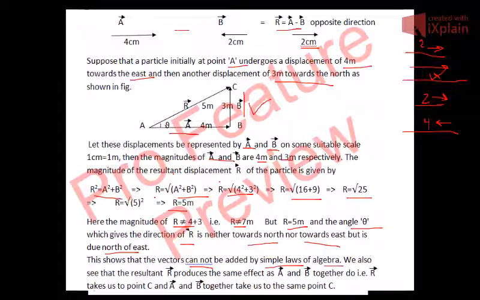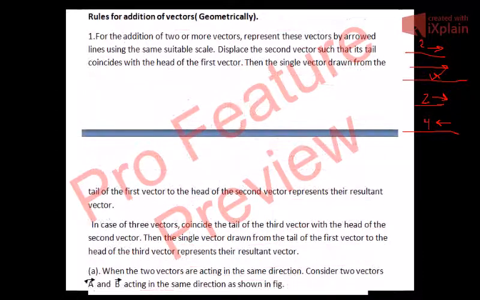We also see that the resultant R produces the same effect as A and B together do. That is, R takes us to point C and A and B together take us to the same point C. Vector A and vector B take us to point C, but R alone takes us to point C. So it produces the same effect as A and B together do.